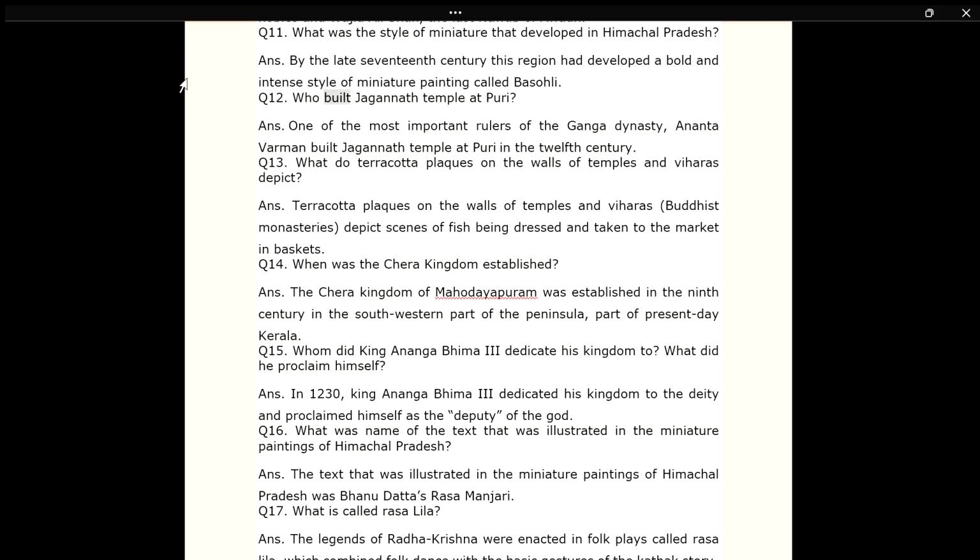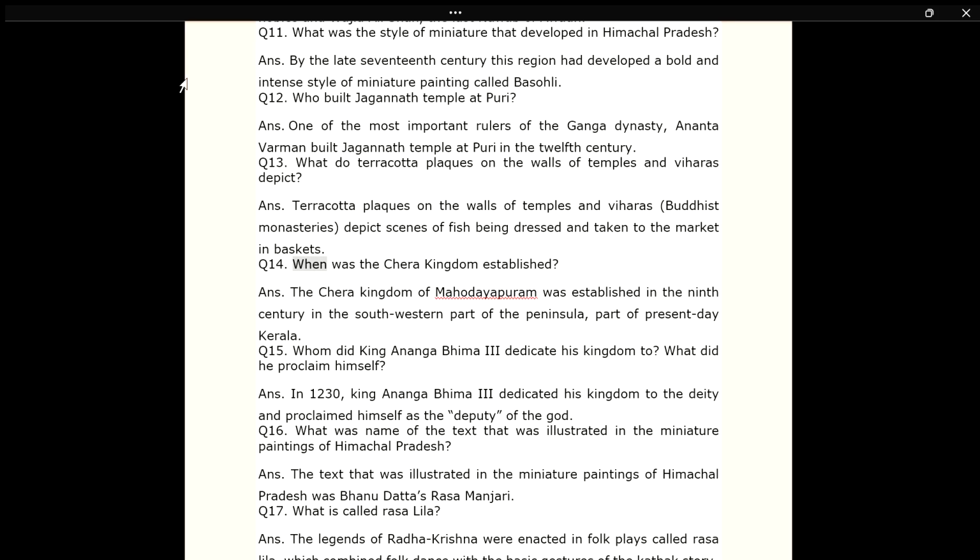Q12. Who built Jagannath Temple at Puri? Ans. One of the most important rulers of the Ganga dynasty, Anantavarman built Jagannath Temple at Puri in the 12th century. Q13. What do terracotta plaques on the walls of temples and viharas depict? Ans. Terracotta plaques on the walls of temples and viharas, Buddhist monasteries, depict scenes of fish being dressed and taken to the market in baskets.